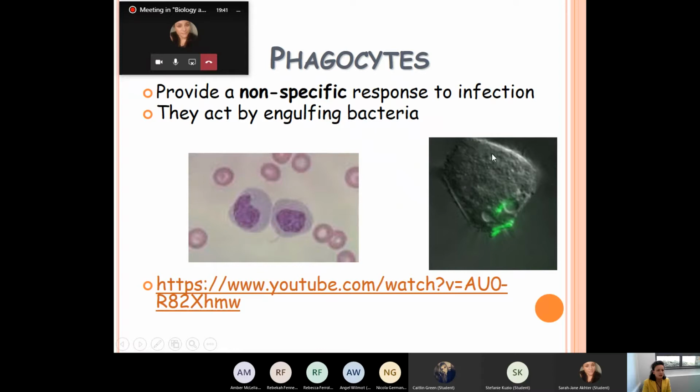So here I've got a little mini animation which shows the cell of a phagocyte, and the green bits are bacteria. Essentially what happens is that those phagocytes end up engulfing, well, swallowing, in inverted commas, that bacteria. And then the bacteria gets destroyed by digestive enzymes inside the lysosomes of those phagocytes.